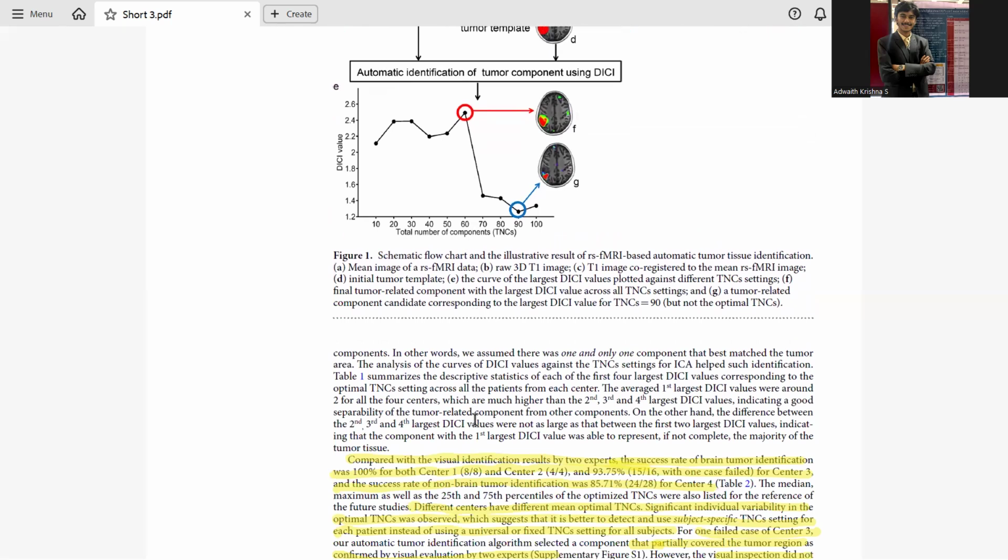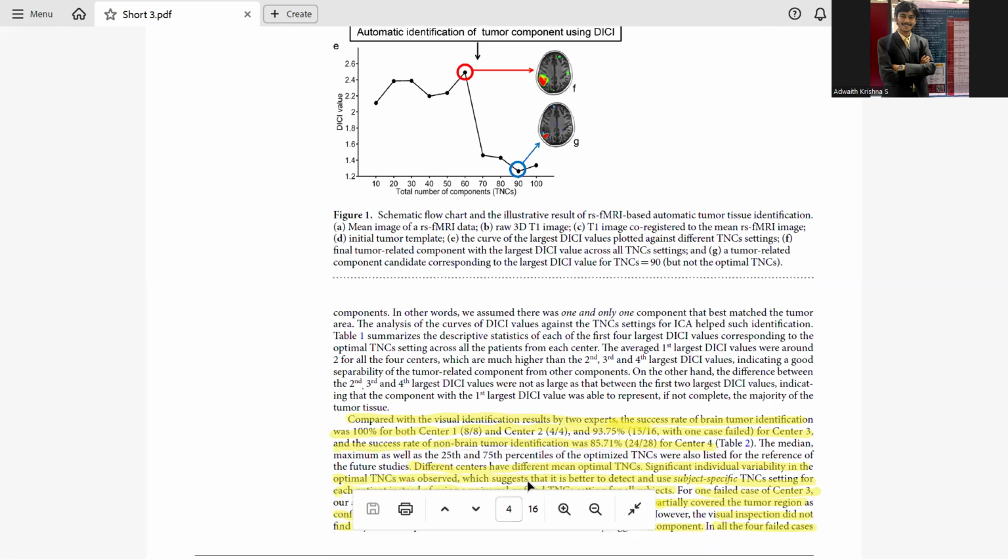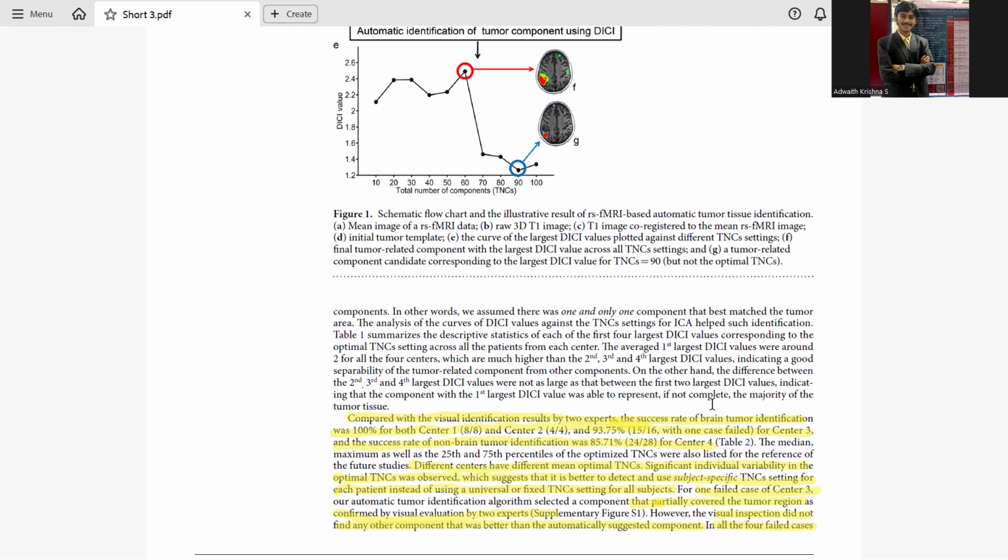Now, the success rates are 100%, 100%, and 93.75% for glioma tissue detection for the three centers in which they did, actually. That is what's given in here. And 85.19% for the musculoskeletal tumor detection. They propose that the high success rate could come from the previously overlooked ability of BOLD RS-fMRI in characterizing the abnormal vascularization, vasomotion, and perfusion caused by the tumors.